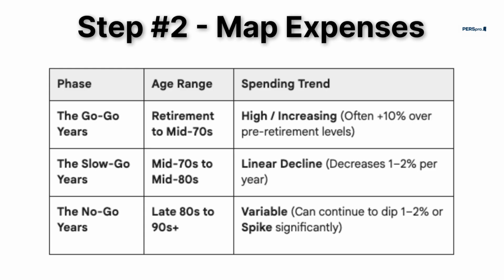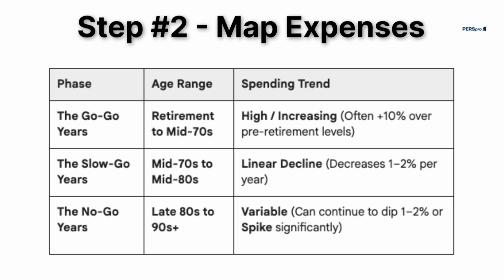For many retirees, spending actually increases up to 10% over pre-retirement spending levels those first 2 to 5 years of retirement. Slow-go years. In your mid-70s to mid-80s, discretionary spending typically dips in a linear fashion by 1 to 2% per year. You travel less, and your home is likely paid off. For some retirees, this phase can sometimes be when retirement spending is at its lowest.